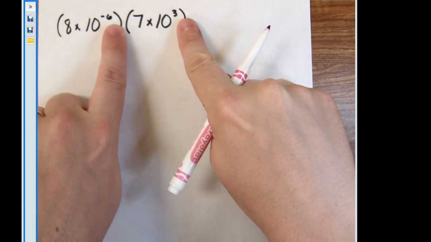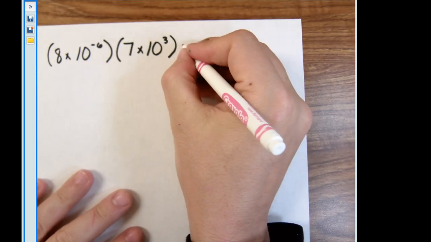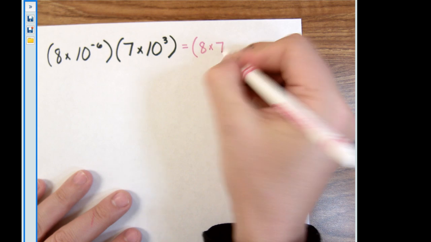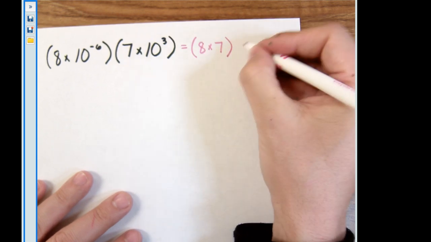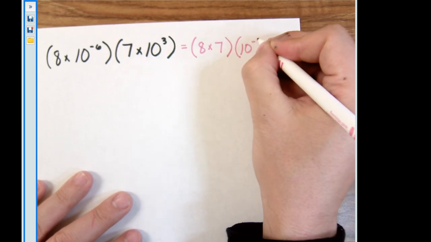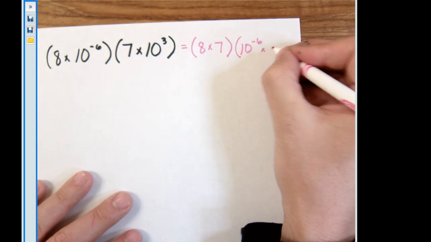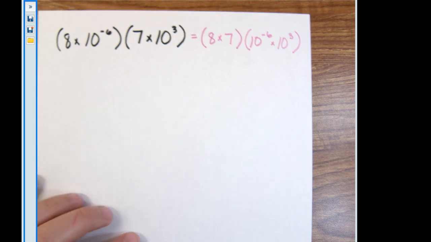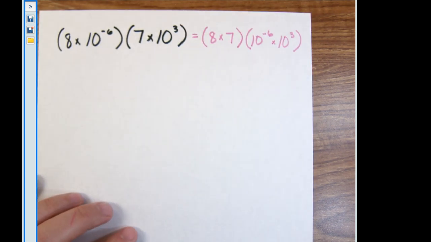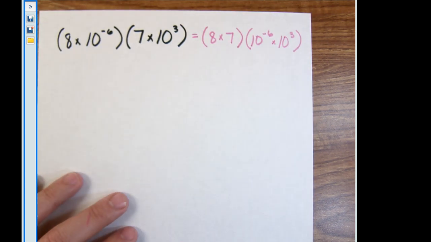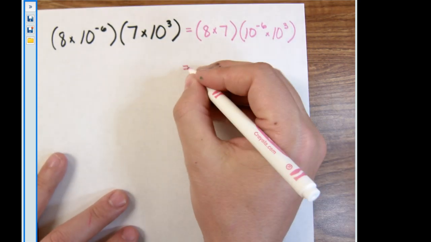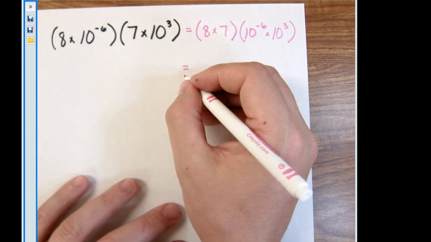So I'm actually going to use one of our properties here to just group these up in a different way. This is called the associative property. I'm sure you remember this from last semester, right, kids? Multiplication can be done in any order, so I haven't changed the problem yet. I'm just illustrating that I'm going to group up the plain numbers together and the tens together, and here's why. 8 times 7 is pretty easy. That's 56, right?